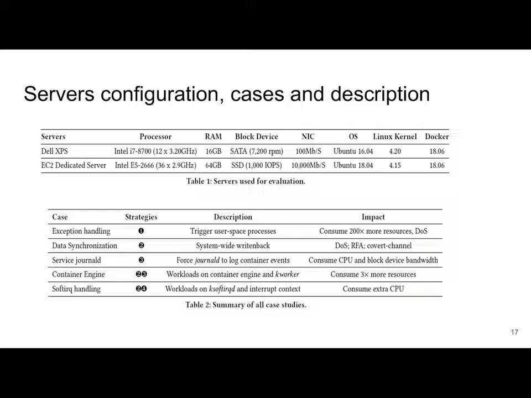So these are the descriptions of the servers, and the following are the case studies. We'll see how exception handling can be used to exploit cgroups. In the same way, we'll see in data synchronization how they can exploit the cgroups and get an advantage over other cgroups. Then the service journal, which we discussed in detail, is a logging service which keeps the logs, and how this can be exploited; and then container engines and software handling.